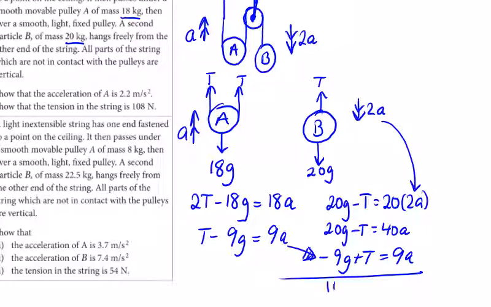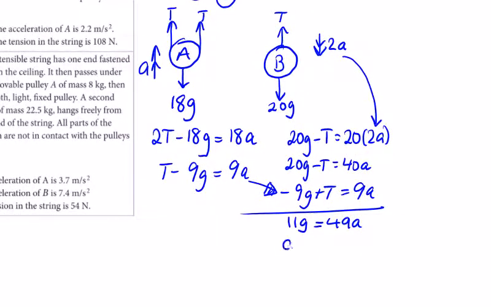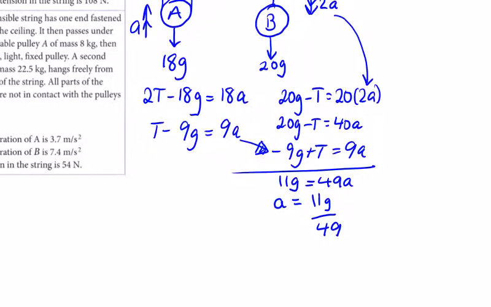And we're left with 11g is equal to 49a. So a is equal to 11g over 49. And g over 49, 9.8 over 49, is 1 over 5. So that's going to be 11 over 5, which is equal to 2.2 meters per second squared.